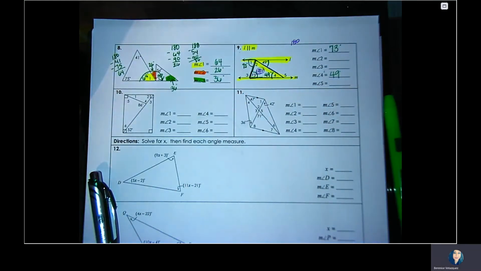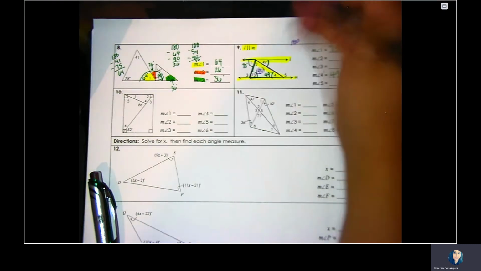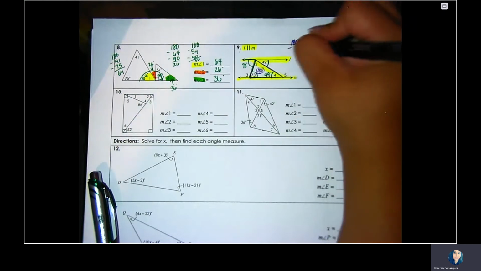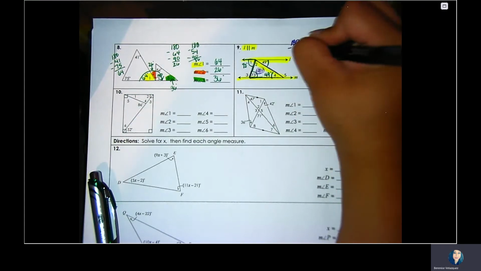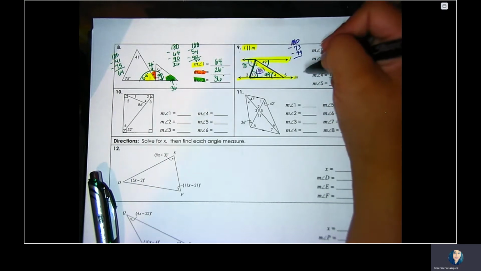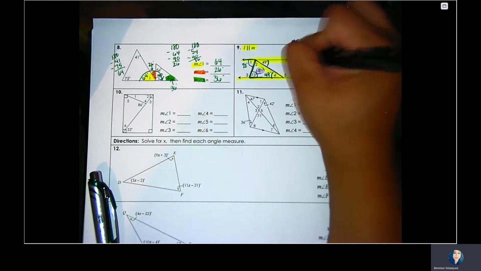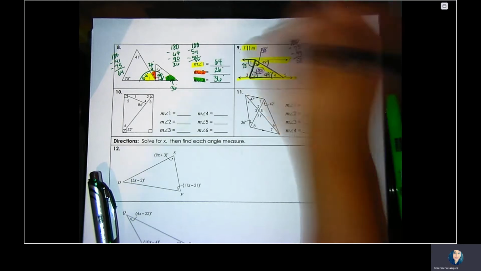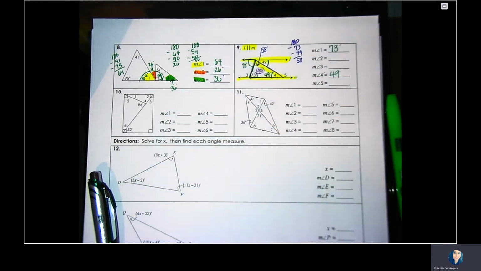Get my purple line out. Okay, so 180 minus, and then one corner is 73, the other corner is 49. Subtract those out, you get your leftover piece to be 58. So I'm going to put an arrow because it's getting messy if we try to put it in there. Okay, so there's my answer for angle 2.